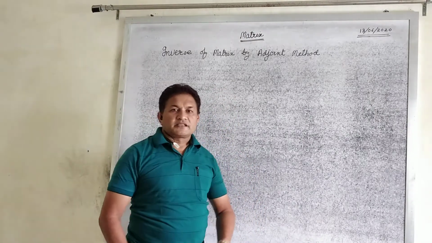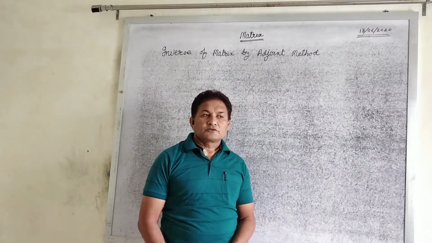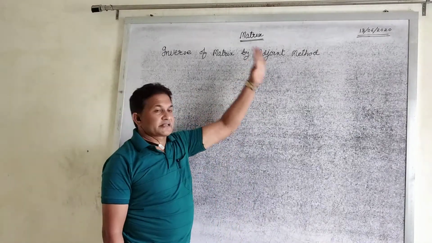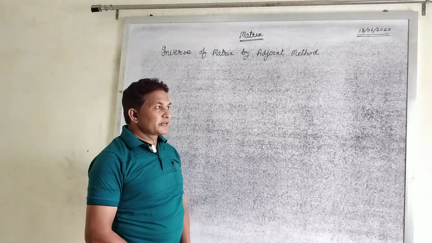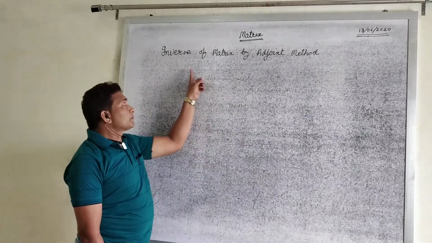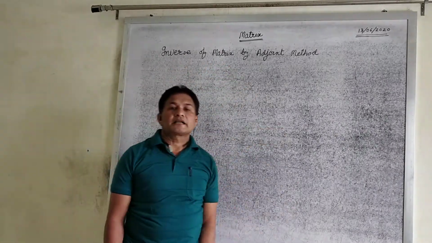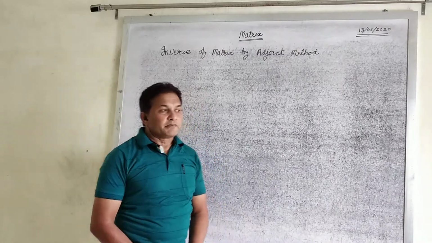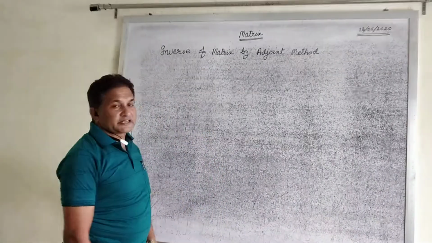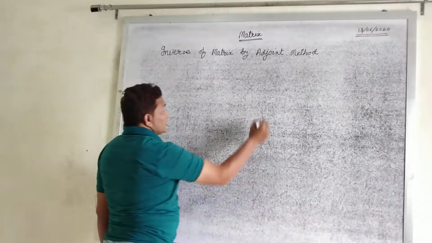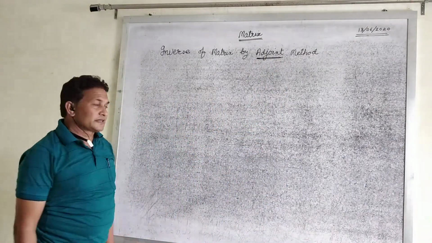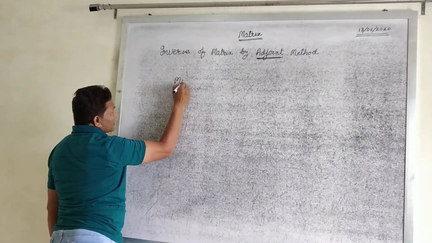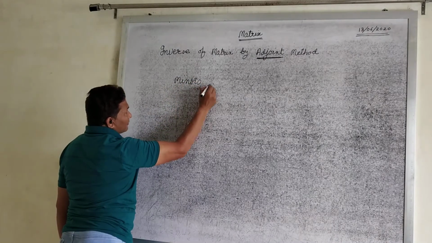Today's topic is matrix, which is the second chapter of 12th science. Now, in this matrix, the subtopic is inverse of matrix by using adjoint. Before we start to find the inverse of a matrix by the adjoint method, we must know the adjoint of a matrix. For the adjoint of a matrix, we must know minors and cofactors.